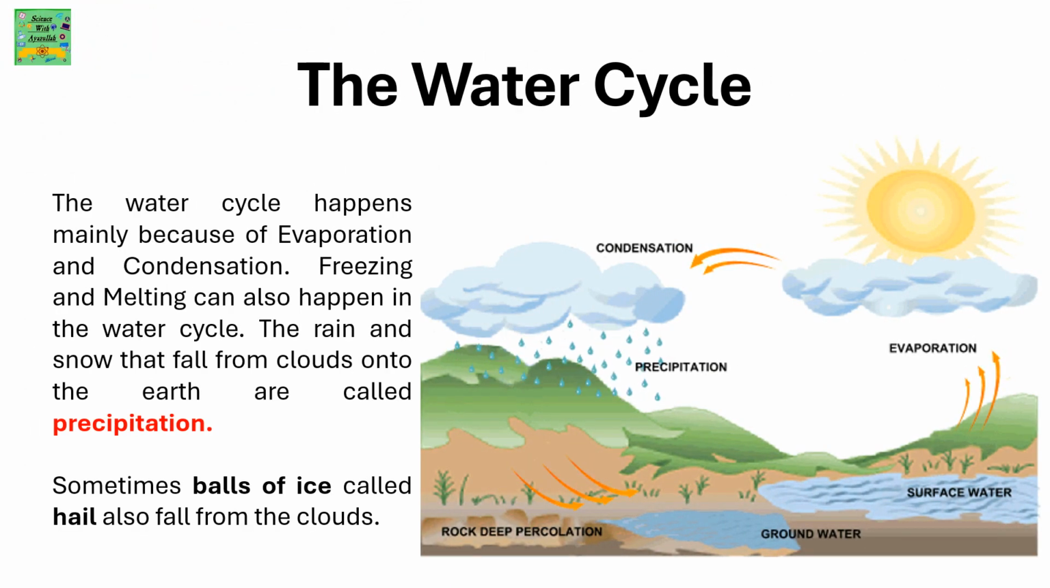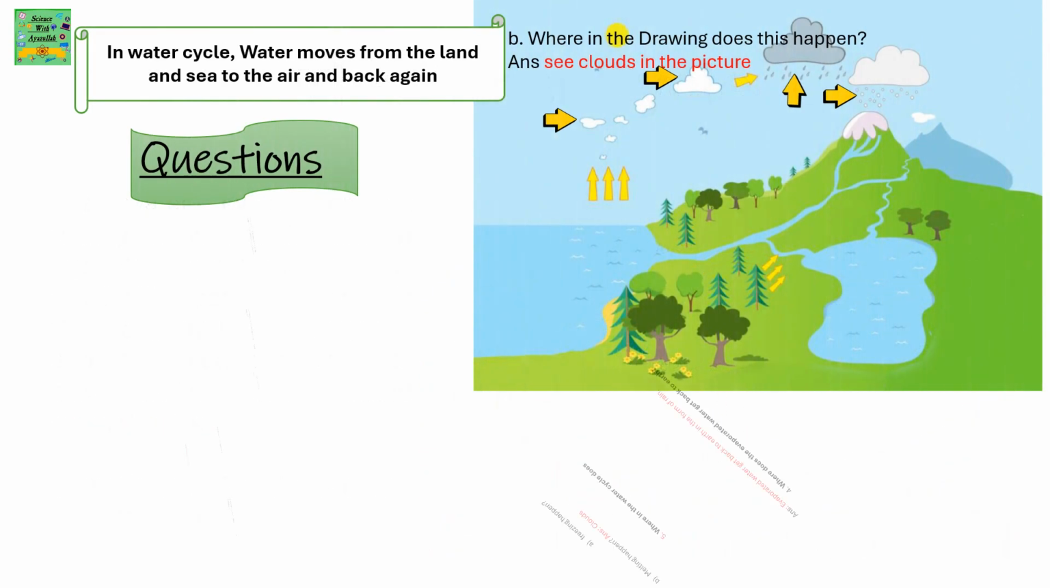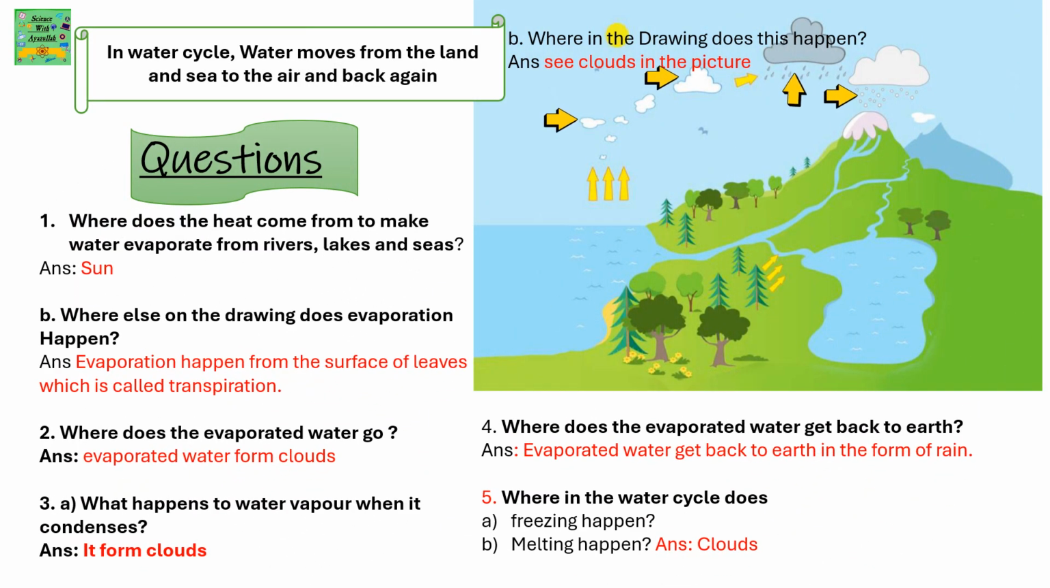The water cycle. The water cycle happens because of two processes. The first one is evaporation and the second is condensation. Melting and freezing can also happen in the water cycle. The rain and snow that you see fall from clouds onto the earth are called precipitation. Sometimes balls of ice, which are called hail, also fall from the clouds. In the water cycle, water moves from the land and sea to the air and back again to the land.